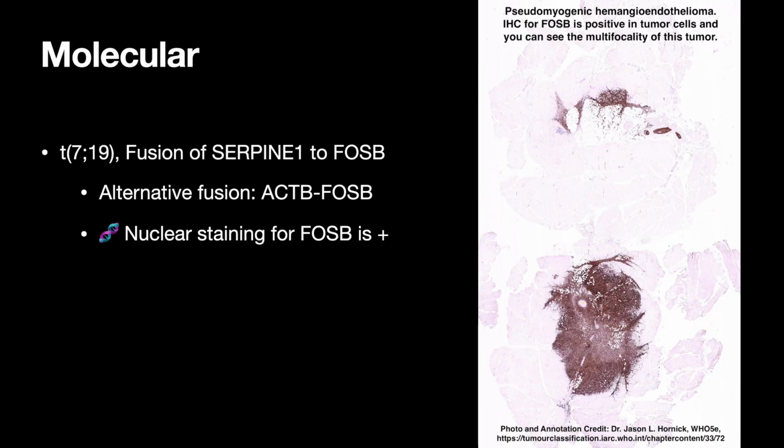Molecularly, there's a translocation t(7;19), fusion of SERPINE1 to FosB, and an alternative fusion is ACTB to FosB. Thus, you can use nuclear staining for FosB for pseudomyogenic hemangioendothelioma. In this instance, you can see the IHC for FosB is positive in the tumor cells, and you can appreciate the multifocality and across different tissue planes.